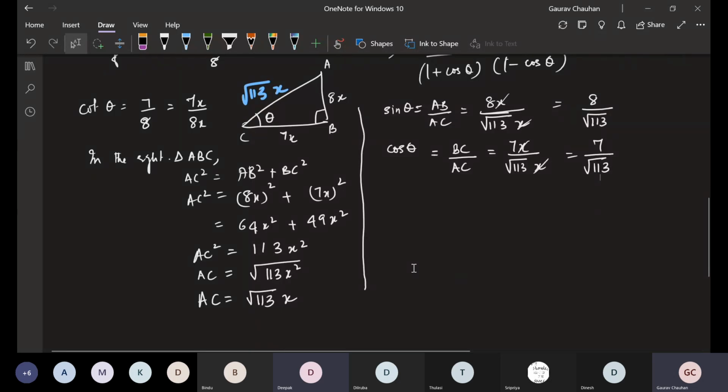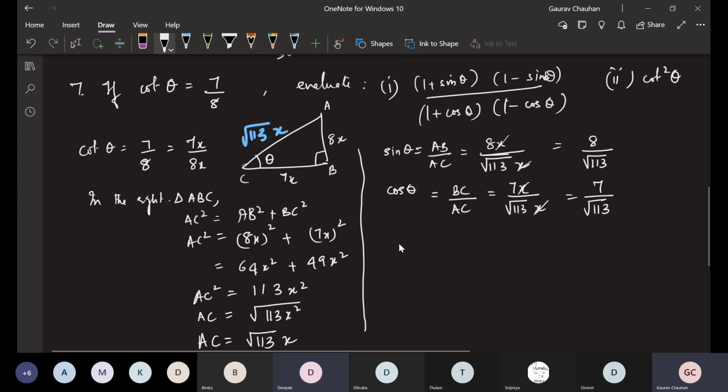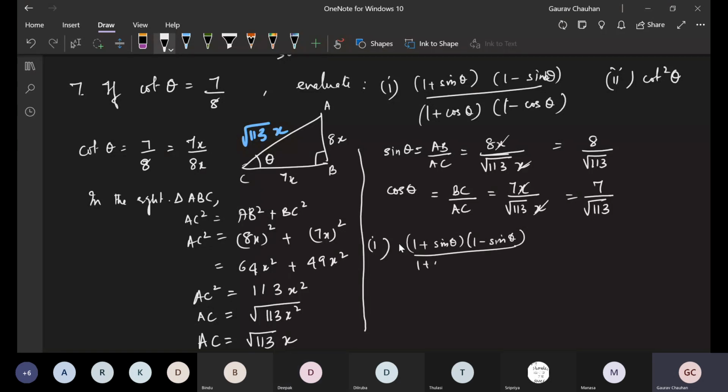Then we will write the first expression. Okay, guys, after this I'm continuing from here. Just make a note of that. I'm not writing it side by side. You're supposed to write below, just to keep on the same screen. So the first expression is 1 plus sine theta into 1 minus sine theta by 1 plus cos theta into 1 minus cos theta.